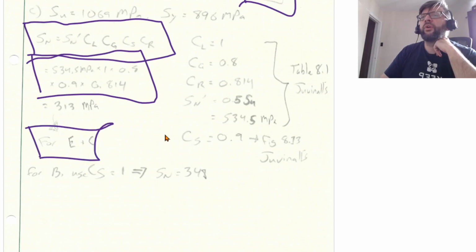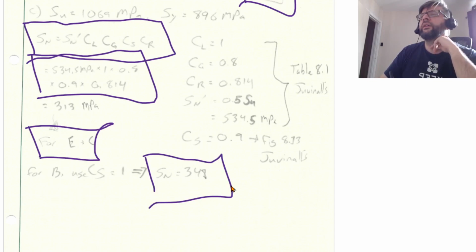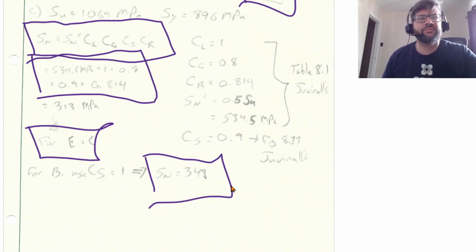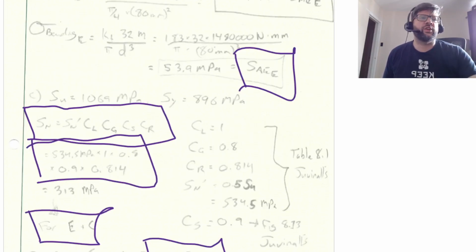Like I mentioned before, for the keyway it was specified that we could use a CS of 1. So that basically means that we need to recalculate the SN that we're using. So that results in an SN of 348 for B, for the place on the shaft where the helical gear is mounted.